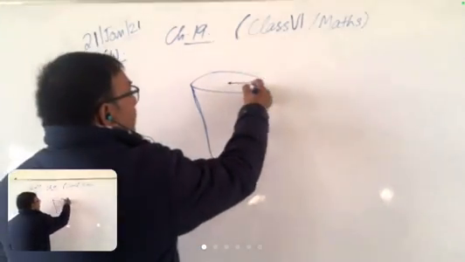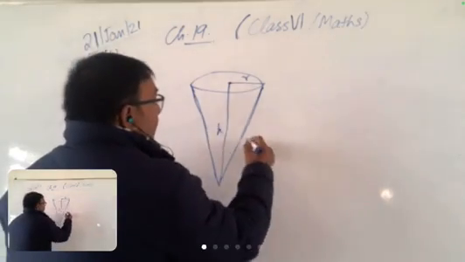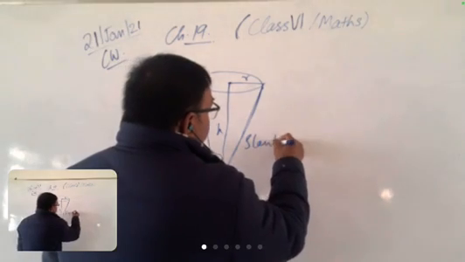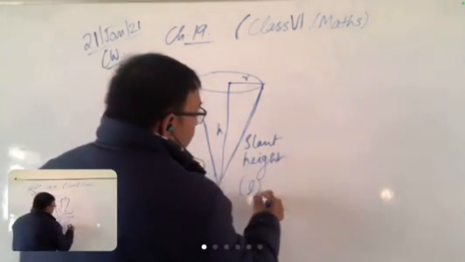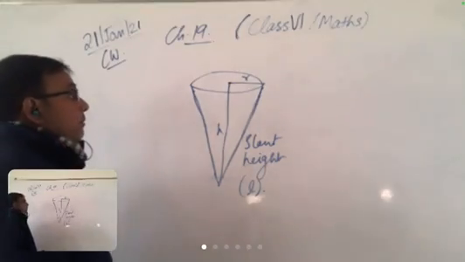Now this is a cone, and this is the radius and this is the height, and you see this is the slant height, and it is represented by the letter L. Clear?